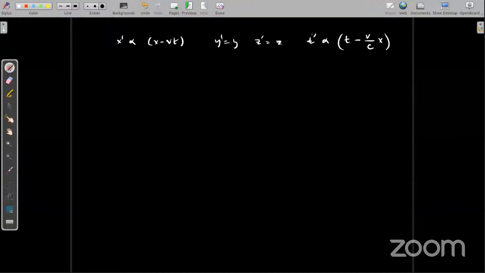With that in mind, I won't be getting into much detail on this. You can convince yourself that x prime is proportional to x minus vt. y prime remains y, and z prime is the same. t prime should be proportional to whatever time is in the stationary frame minus v over c times x. This is done for dimensional purposes; v over c is a dimensionless quantity, and so on and so forth. I won't be getting into the details of this, but this is what we sort of need.